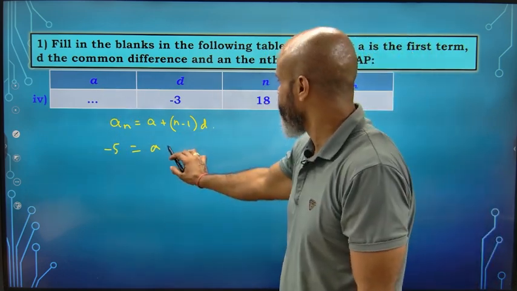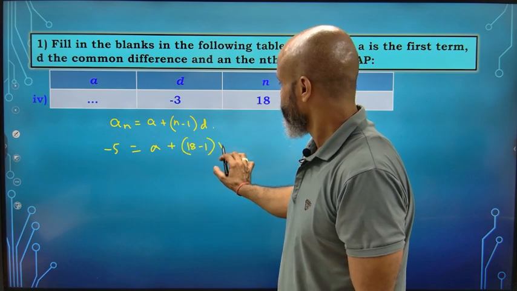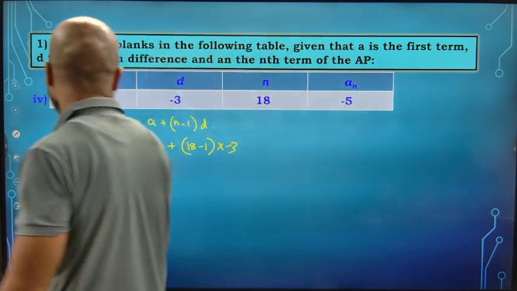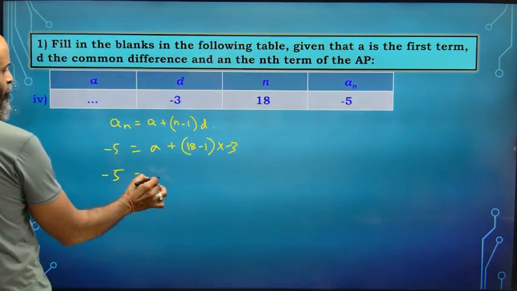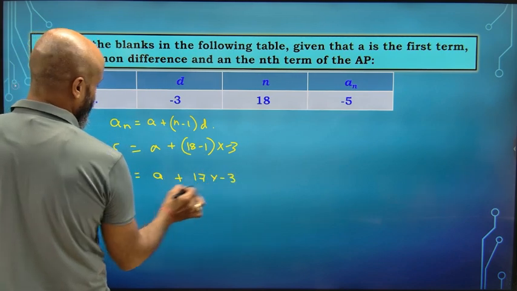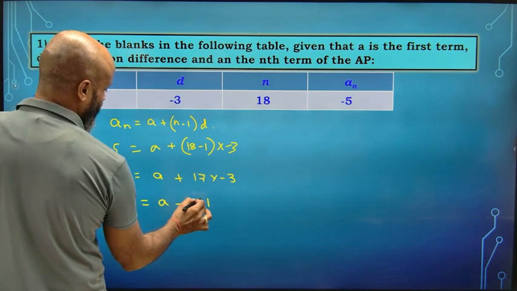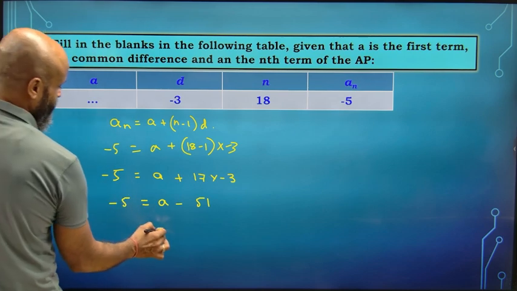Okay, then 18 minus 1 into minus 3. So we have here how much? Minus 5 is equal to a plus 18 minus 1, that is 17, 17 into minus 3. So this will be 7 3s are 21, 3 1s are 3, 4 5, minus 51, minus 5. So a is how much?